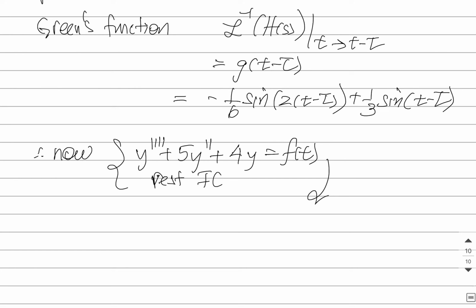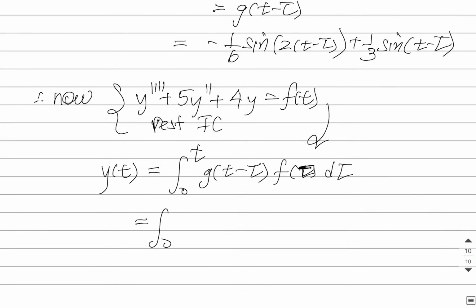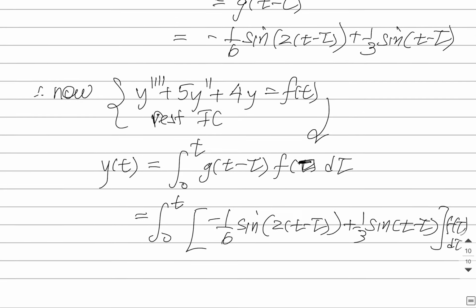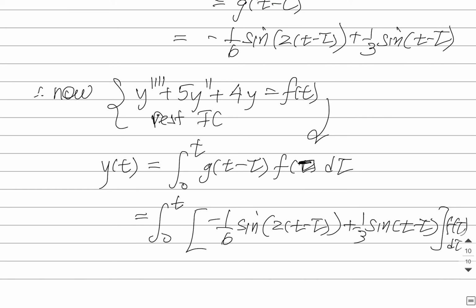The solution, y of t, is always given by a convolution of the Green's function with f of tau d tau. If you want to get the specifics in there, it's going to be a convolution integral of negative 1/6 sine of 2(t minus tau) plus 1/3 sine of (t minus tau), times your f of tau d tau. That's it. You're done. This would have been a horrible nightmare if you had done it otherwise, but once you have the impulse response, game over. You've solved every problem you need.